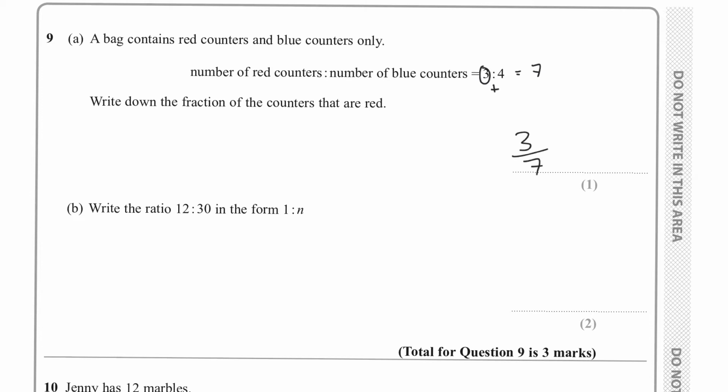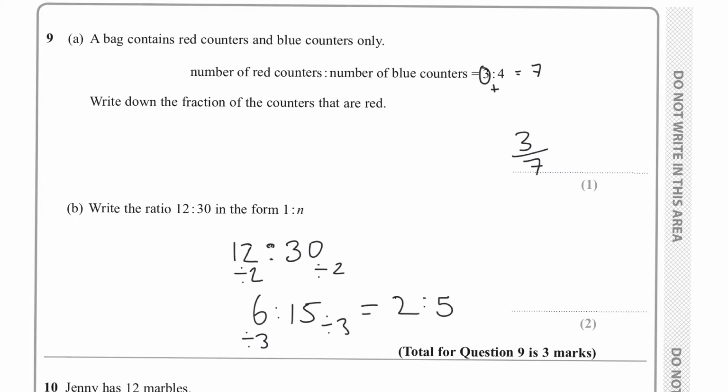And then it says, write the ratio 12 to 30 in the form 1 to n. So what we're going to do is, looking at our ratio, we are going to try and simplify this further. So we can divide both sides by 2. That would leave us with 6 to 15. We can then divide both sides by 3. That would leave us with a 2 to 5 ratio.